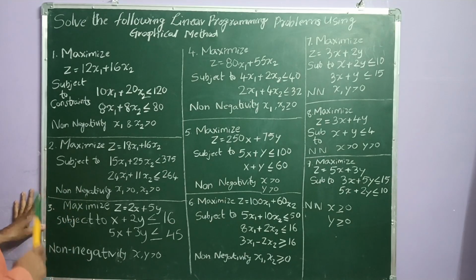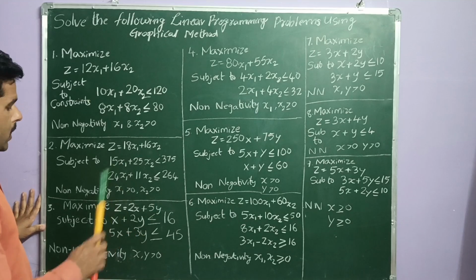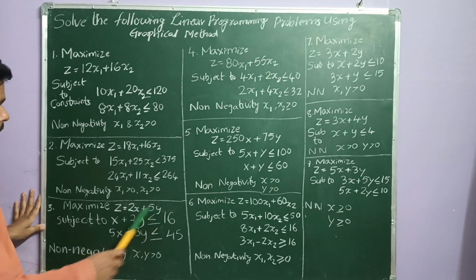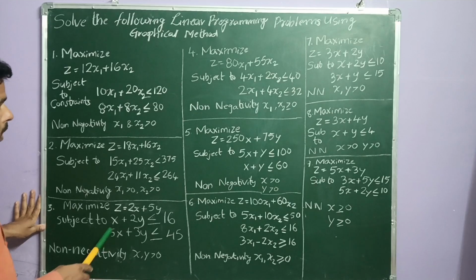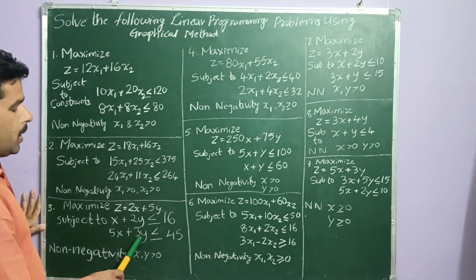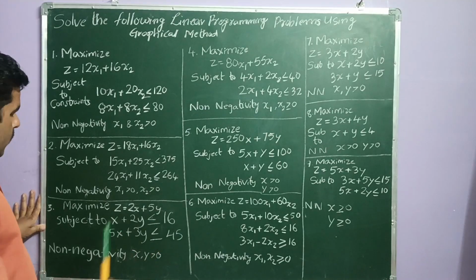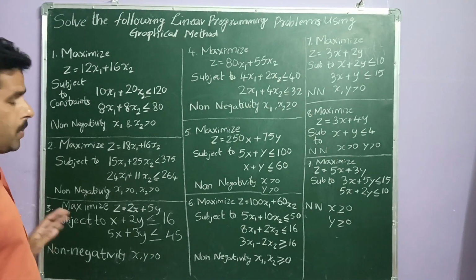Then the third problem is here. Maximize z equals 2x plus 5y. This is the objective function. Then subject to constraints, two constraints are given here: x plus 2y less than or equal to 16 and 5x plus 3y less than or equal to 45. Then non-negativity x comma y greater than or equal to 0. This is problem number 3.